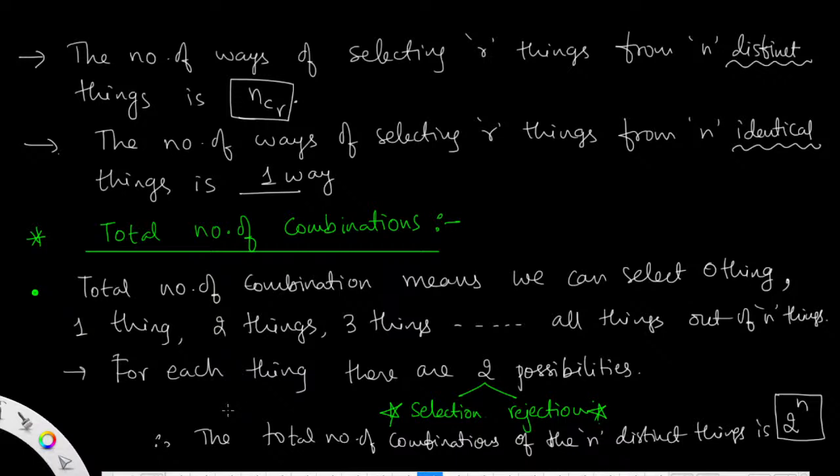Okay, yesterday we learned some formulas. On that basis, we will do some different types of problems. So yesterday these formulas we learned: the number of ways of selecting.